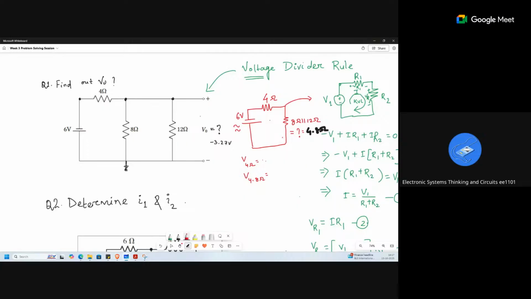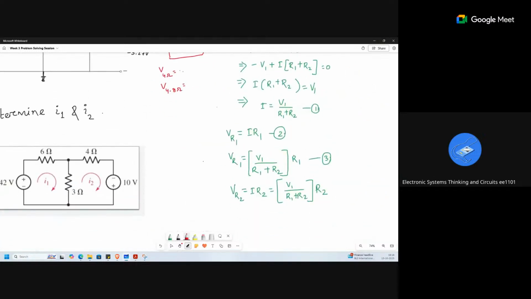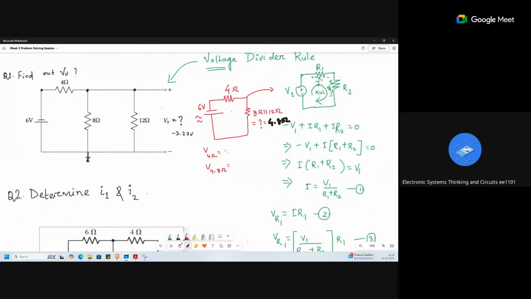So that means total voltage gets divided across the 4 ohm and 4.8 ohm. Are you following, everyone or not? What I'm doing is applying KVL, KCL, you have already solved this question in the last session. Today I have told you the voltage divider rule, how the voltage gets divided among two resistors, if it is in parallel, if it is in series. So how can we apply here? Total voltage is how much here? Minus 6 volt, right? This is minus 6 volt.